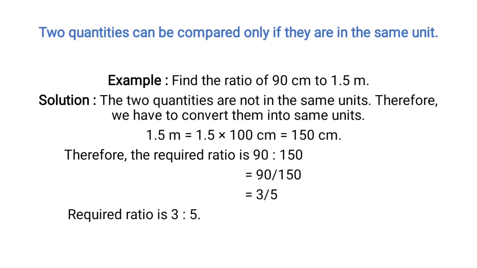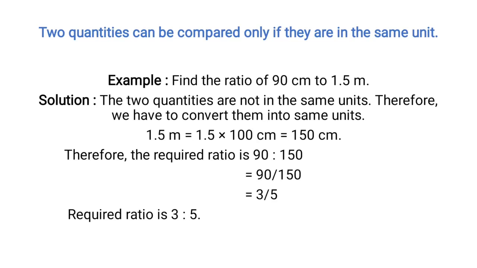Also, we must keep in mind that two quantities can be compared only if they are in same units, and if they are not, then they should be expressed in the same unit before the ratio is taken. Here, to understand this, let us take the help of an example. Find ratio of 90 centimeters to 1.5 meters. Well, the two quantities here are not in same units. Therefore, we will first have to convert them into same units.